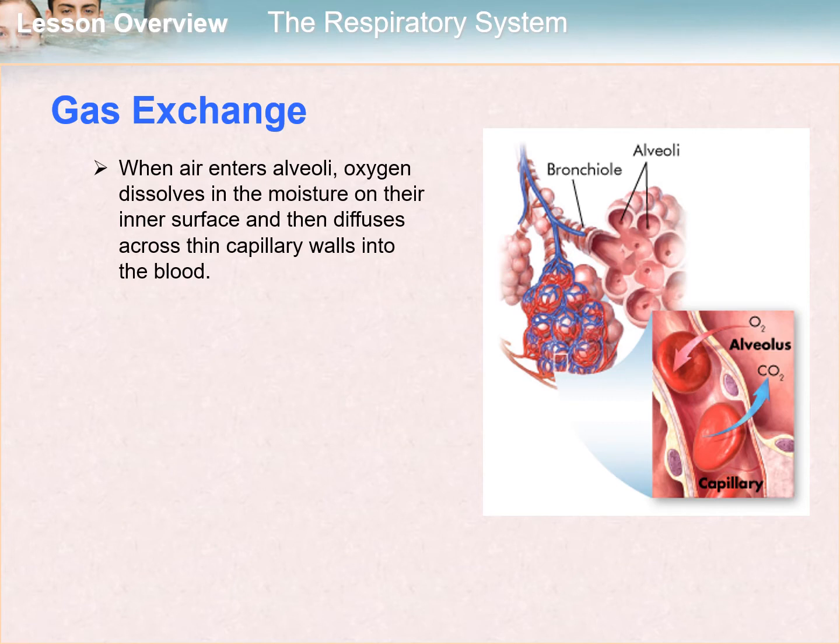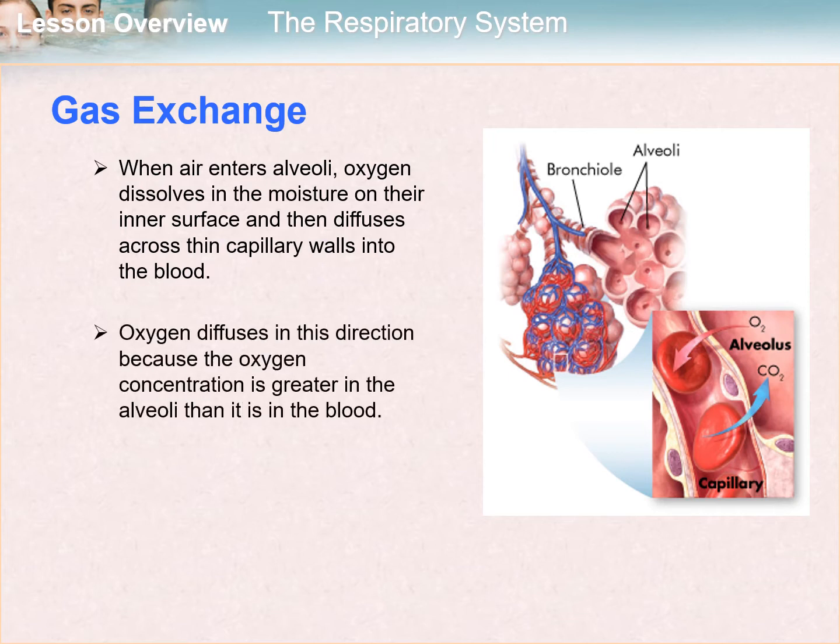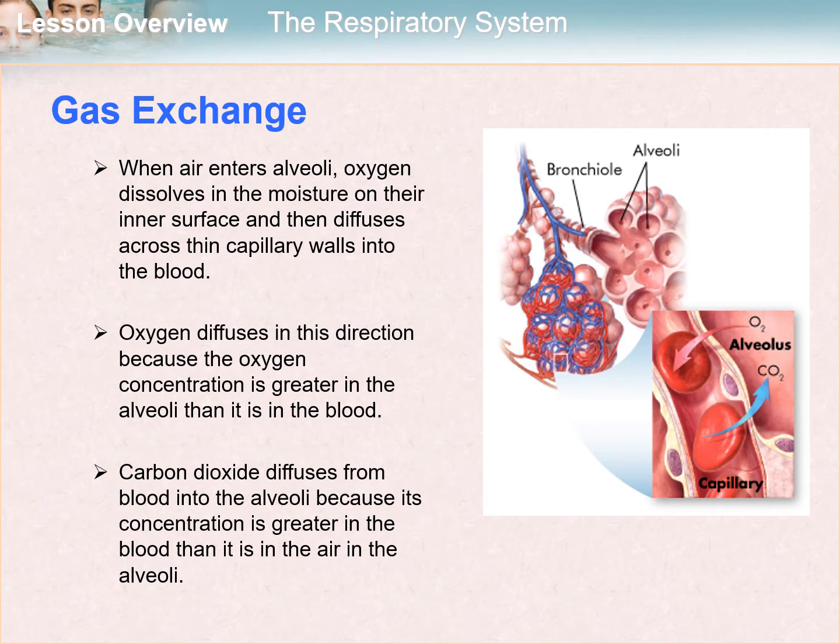When air enters the alveoli, oxygen dissolves in the moisture on their inner surface and then diffuses across the thin capillary walls into the blood. Capillary walls are only one cell thick. So oxygen diffuses in this direction because the oxygen concentration is greater in the alveoli than it is in the blood, while carbon dioxide diffuses from blood into the alveoli because its concentration is greater in the blood than it is in the air in the alveoli.